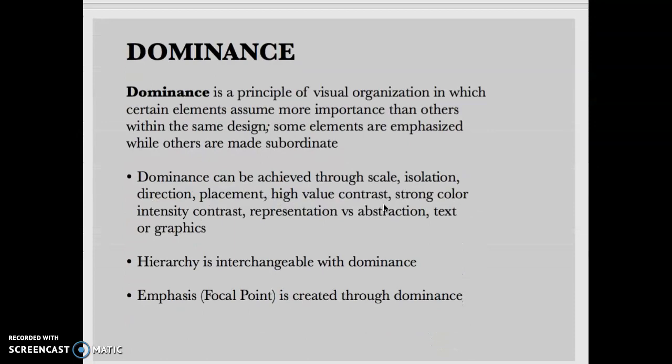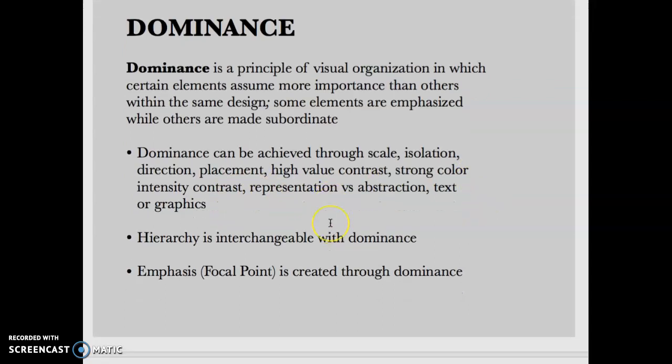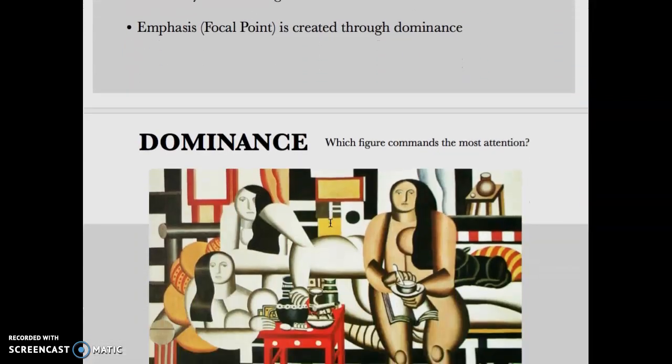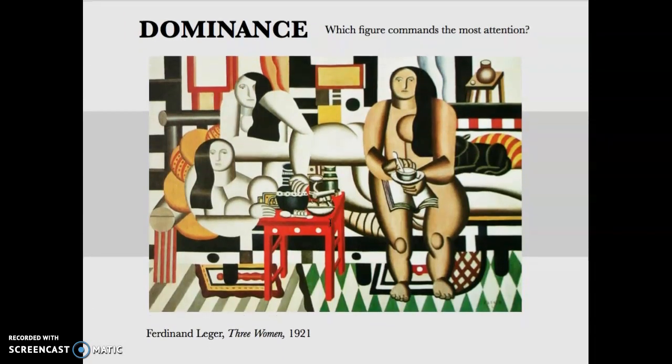It can be typically whimsical, very detailed. Dominance, hierarchy, emphasis, and focal point, they all mean the same thing. And we're going to achieve them in different ways. Dominance can be achieved through scale, isolating certain things, thinking about the negative space around something, using direction, movement, using high and low contrasts, strong color intensities next to low color intensities. These are all ways to achieve focal points or dominance.